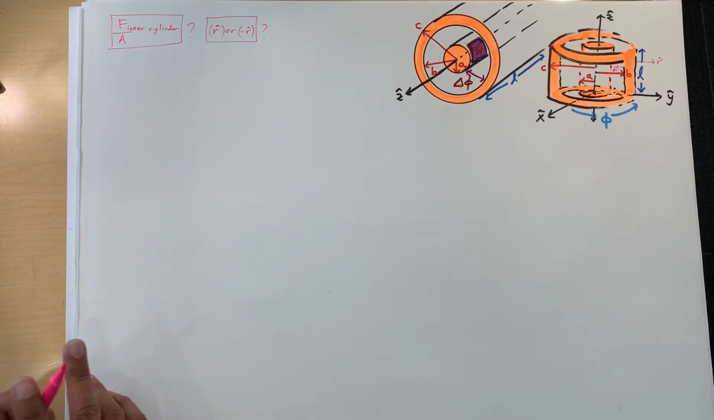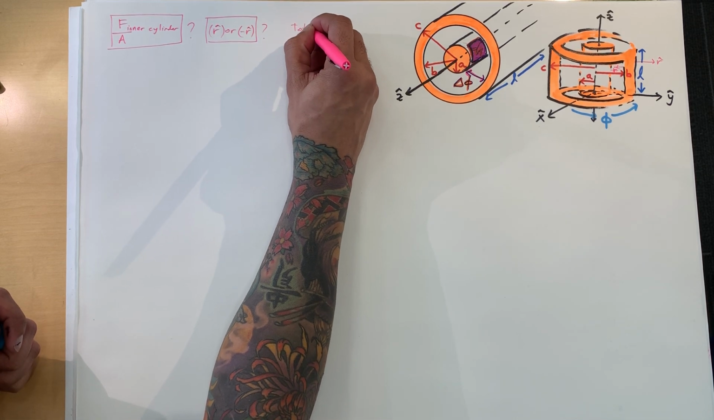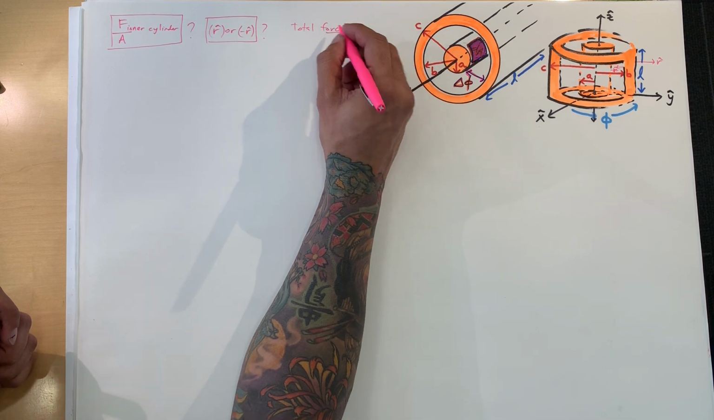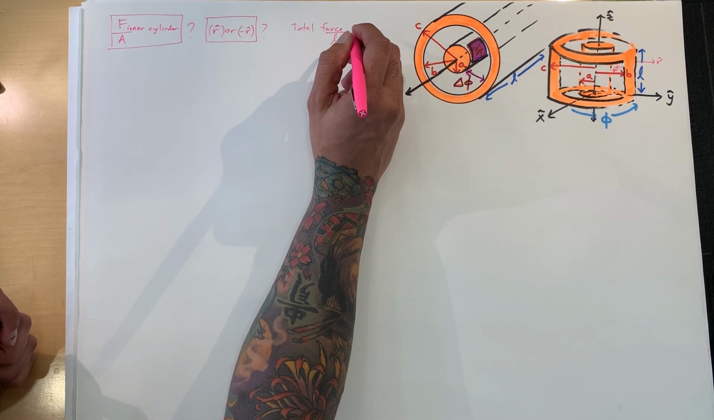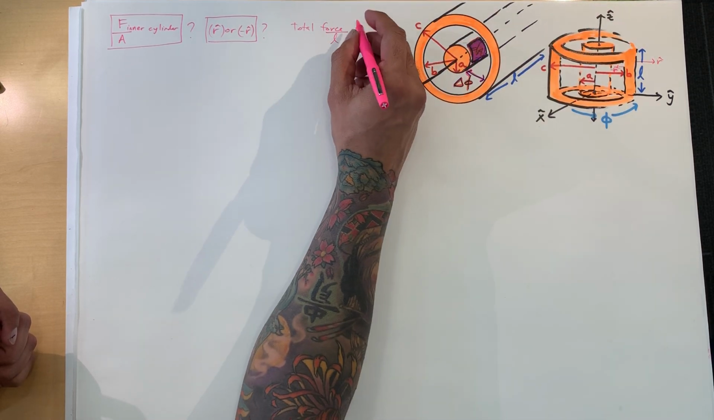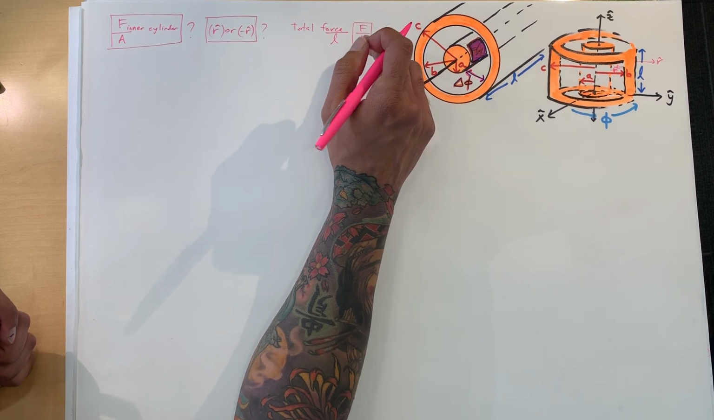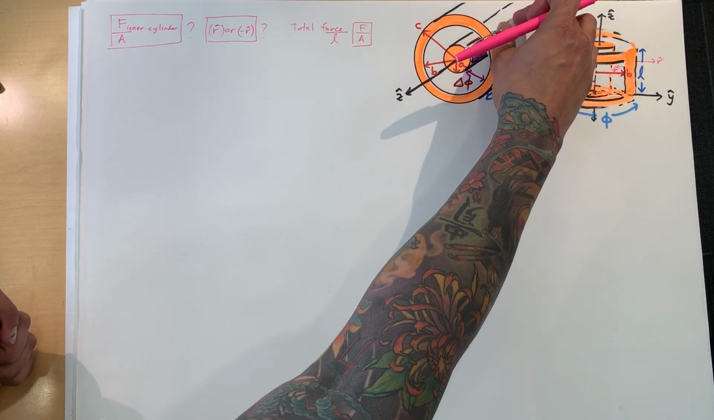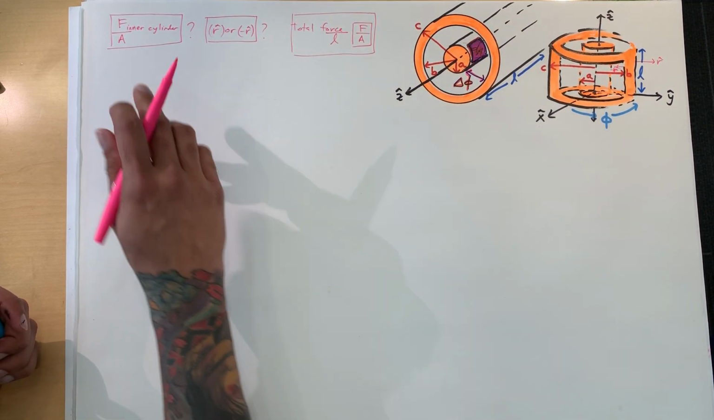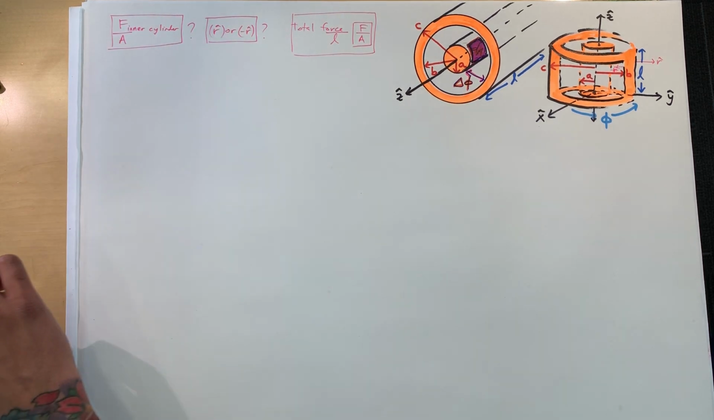So let's deal with that first, and then the last question is the total force. So now they want the total force per unit length, right? And our length is calculated by each of these little segments, so we're gonna keep it at F over A. That is our length. Our length is these little surface area squares. Okay, so let's just do it one at a time. So first, force of the inner cylinder per area.